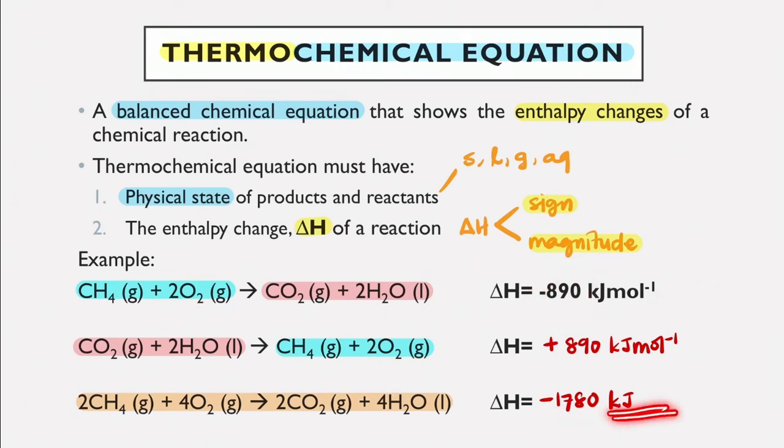The unit is only kilojoule because you will see later that this is actually enthalpy of combustion. So methane is being burned in oxygen. For enthalpy of combustion, your 1 mole will refer to your substance that is burned. In this case, you have 2 moles of methane, so it is not per mole of your substance. So this one you don't put any per mole because this is 2 moles.